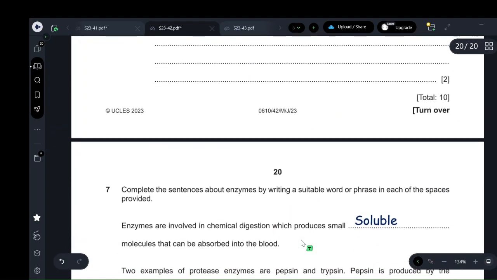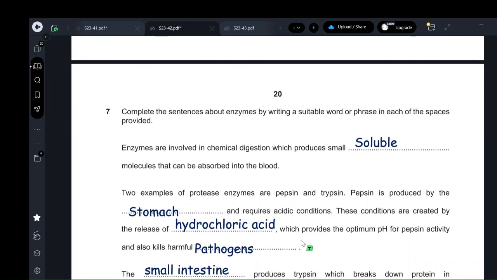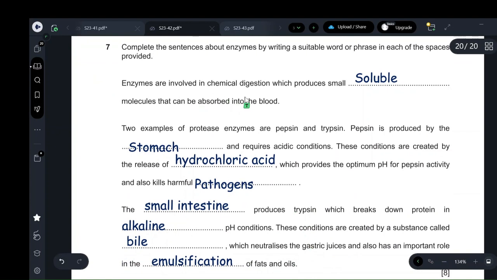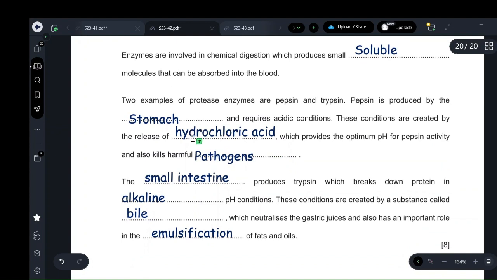Okay, the last question was a complete question. Easy question. Enzymes are involved in chemical digestion, producing small soluble molecules that can be absorbed. Enzymes break down the molecules from large insoluble to small soluble. Two examples of protease enzymes are pepsin and trypsin. Pepsin, produced in the stomach, requires acidic conditions provided by the release of hydrochloric acid. It also kills harmful pathogens. This is the function of the hydrochloric acid: optimum pH, and it kills pathogens.